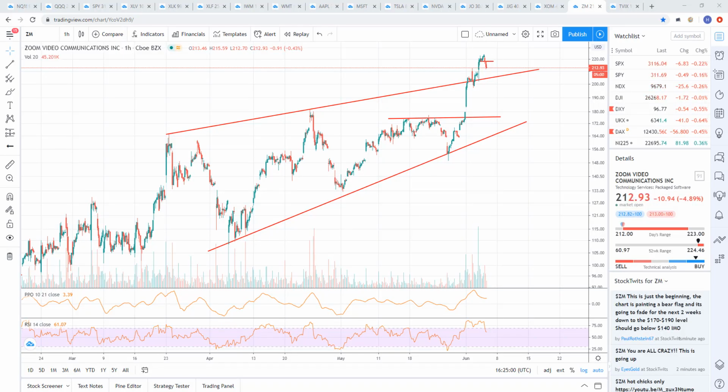Let's look at some stock charts, cover some trade ideas, and run some technical analysis on these markets. What I want to start out with today is just to follow up on this Zoom trade idea that I put in the video yesterday.